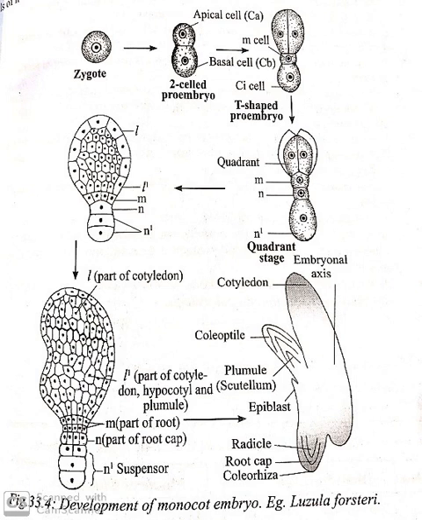In dicot embryo the cotyledons are lateral. In the case of monocot the cotyledon is terminal. In the case of dicot embryo the plumule is terminal. In monocot the plumule is lateral. In dicot the suspensor is long. In monocot the suspensor is short. This is about the comparison of dicot and monocot embryo.